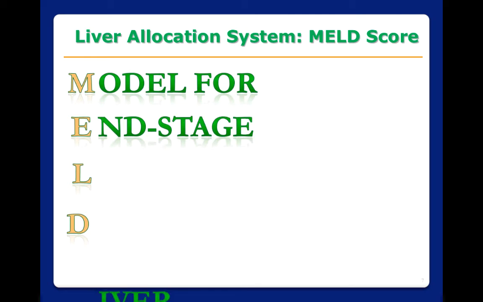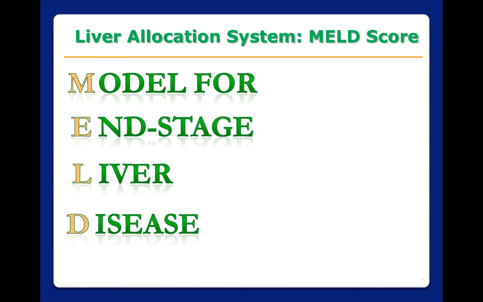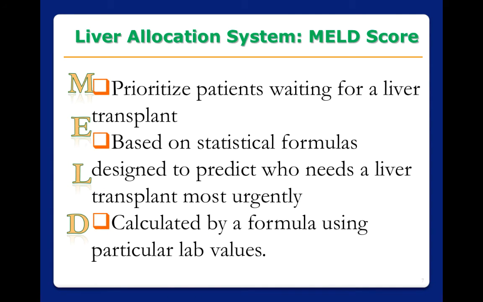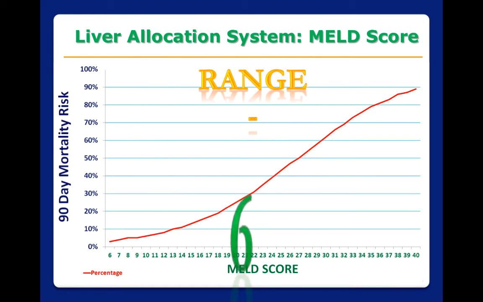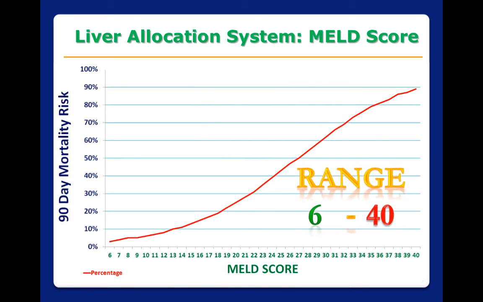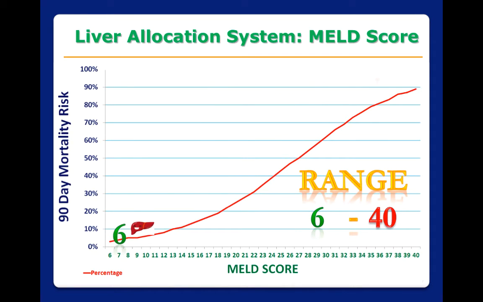Today you'll hear about the MELD score, which stands for Model for End-Stage Liver Disease. It is a scoring system that is used for prioritizing candidates on the liver transplant waiting list. The score is based on a statistical formula designed to predict who needs a liver transplant most urgently. It is calculated by a formula using particular lab values. The MELD score ranges from 6 to 40. A MELD of 6 indicates the liver is functioning properly. The higher the score, the higher the chance a person will die from their liver disease without a transplant.